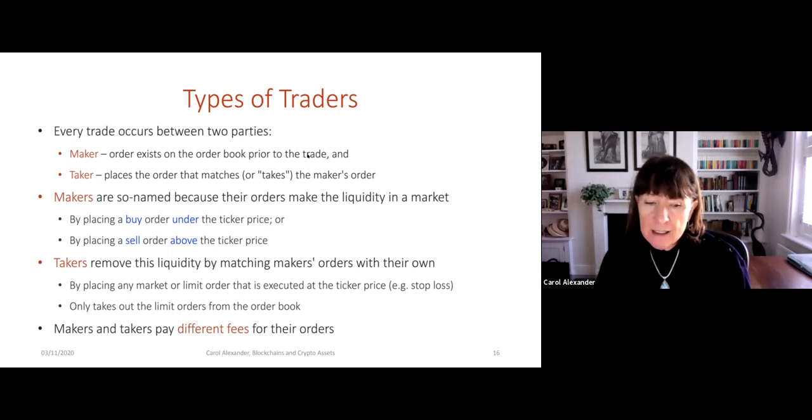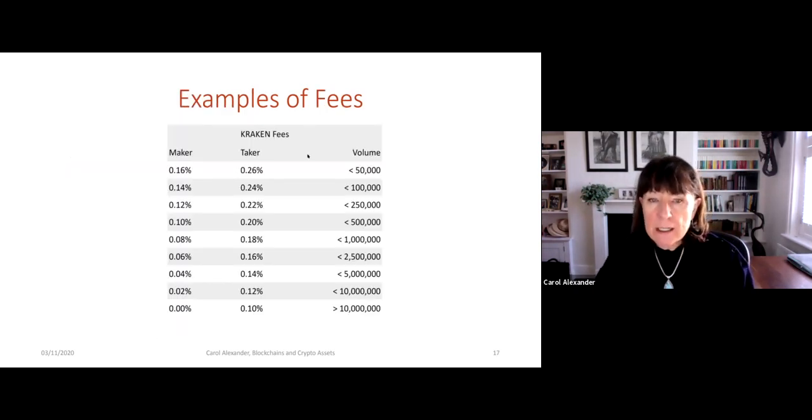And for this reason, makers and takers pay different fees for their orders. Here's an example of the fees on Kraken. That was quite an orderly exchange, as we just saw. The maker fees are about anything between 0 and 0.16% of the amount transacted, whereas the taker fees are much greater, and it depends on the size of the order. This is in terms of dollars. So if the order is less than $50,000, then you pay larger fees than if the order is, say, between $5 million and $10 million.